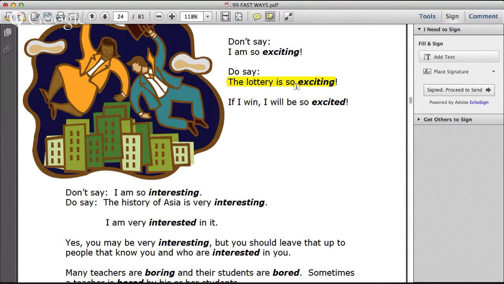This lottery will be exciting. Yeah, the lottery is making you feel excited. That's what this means. The lottery is so exciting, making you feel. So if I win, I will be so excited. What it means is that you will feel excited. Is it starting to get a little clearer, you guys?